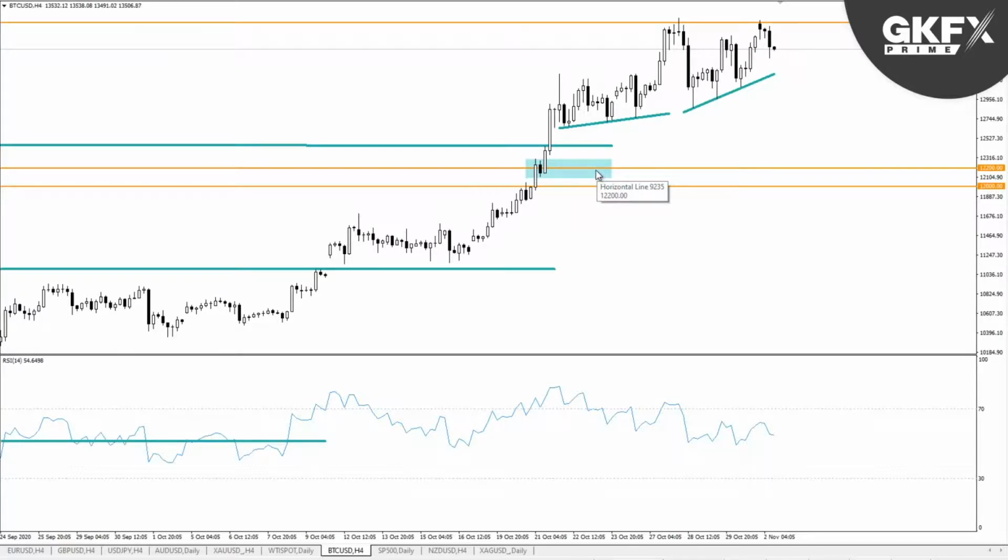What I said was the market's looking strong. What we'd ideally like to see is a pullback into this area. In actual fact, we never got it.